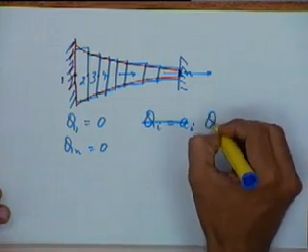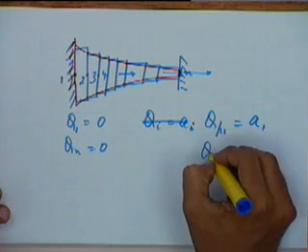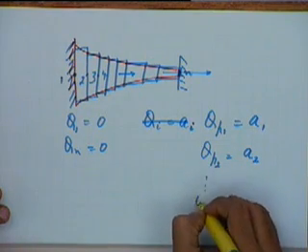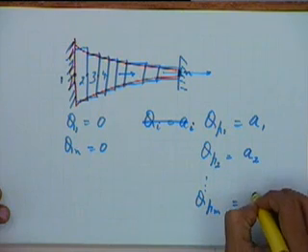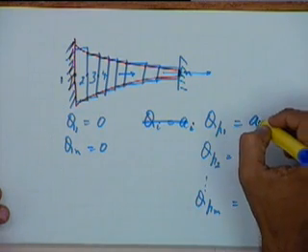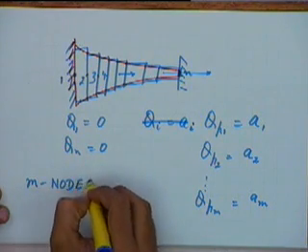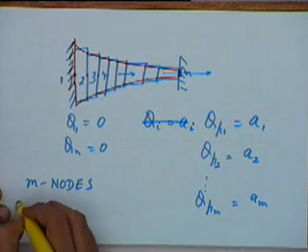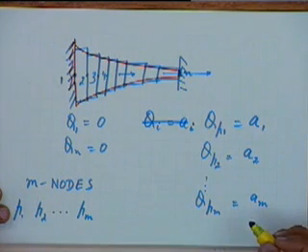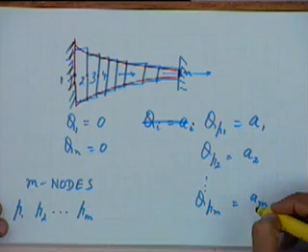or instead of Qi equal to Ai, we'll write it as Q of P1 is equal to A1, Q of P2 is equal to A2, and so on. Let's say Q of PM is equal to AM. What I am basically saying is that I have M nodes which are constrained, and these node numbers are P1, P2 till PM. And these M nodes are constrained by displacements A1, A2, AM.